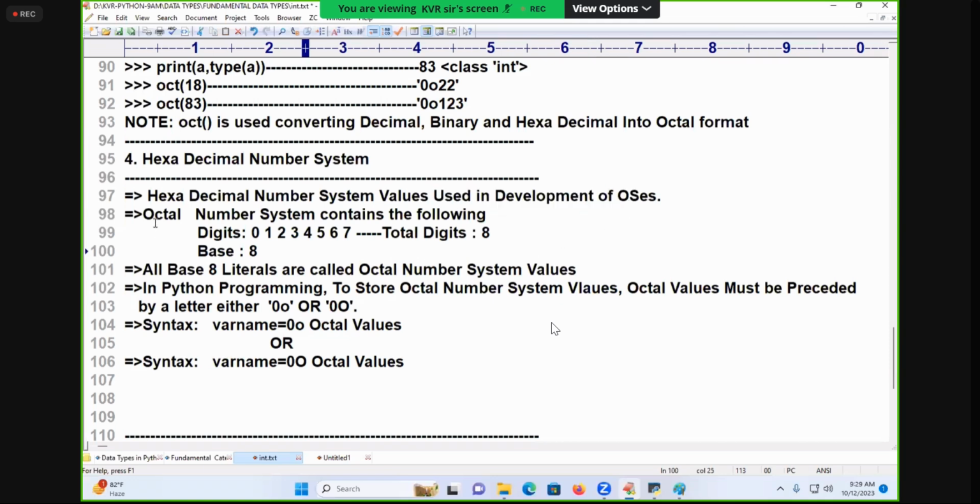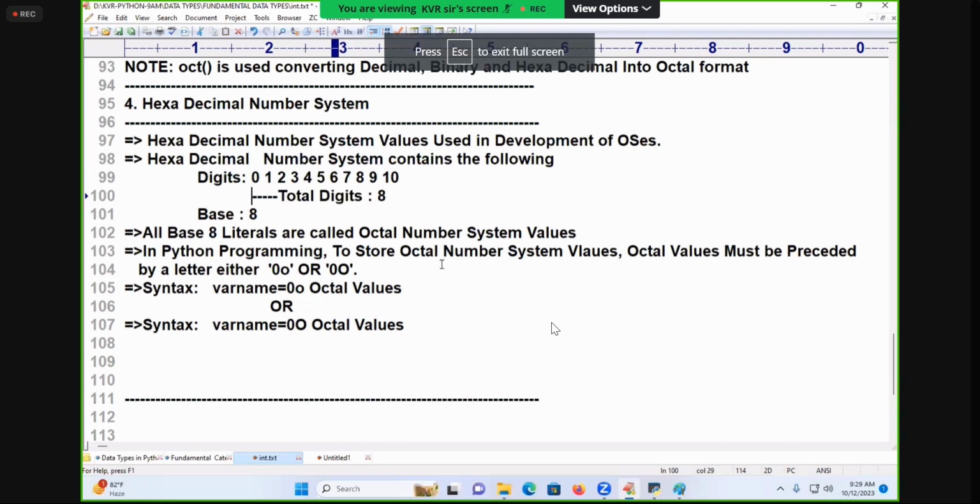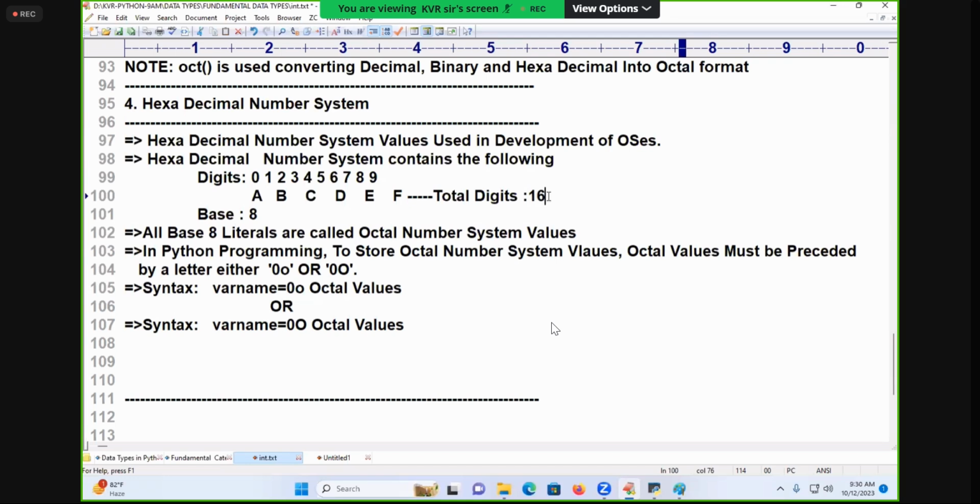Yes. Now, the hexadecimal number system contains the following: 0, 1, 2, 3, 4, up to 9, and then 10. Next, I'm going to write A and then B, C, D, E, F. 0 to 9, then A, B, C, D, E, and next is F. Now, totally how many are there? 16 are there. If you count, it is up to 10, 11, 12, 13, 14, 15, 16.